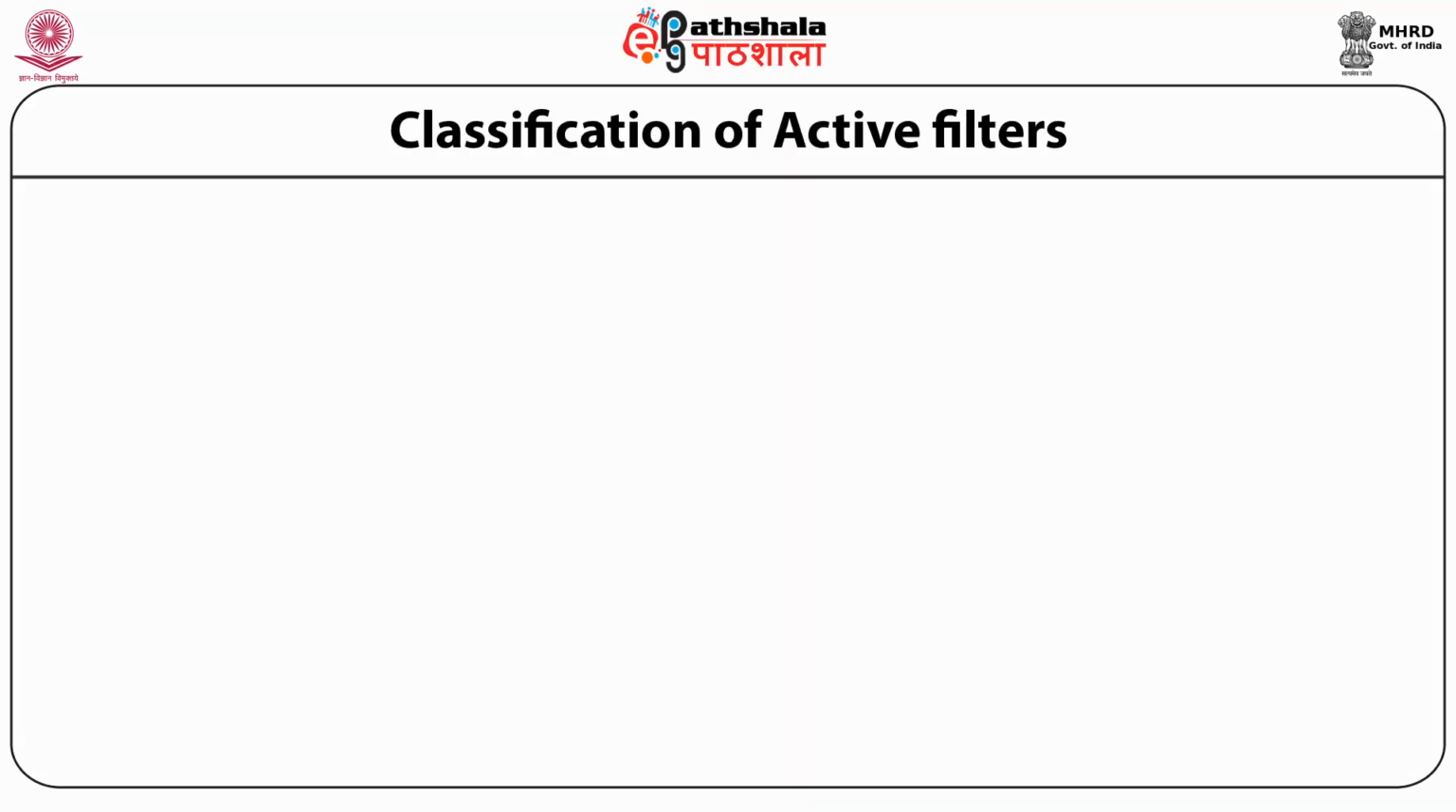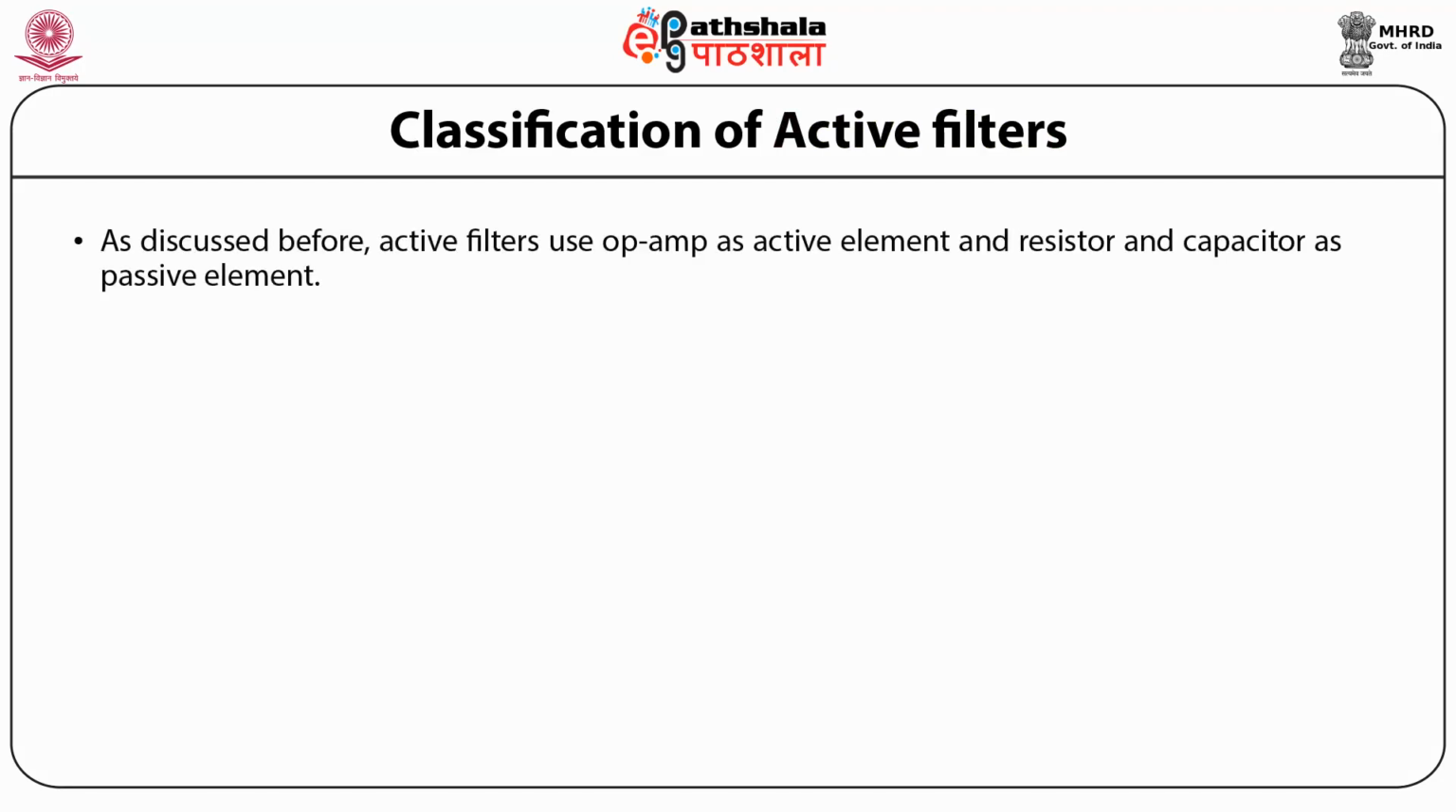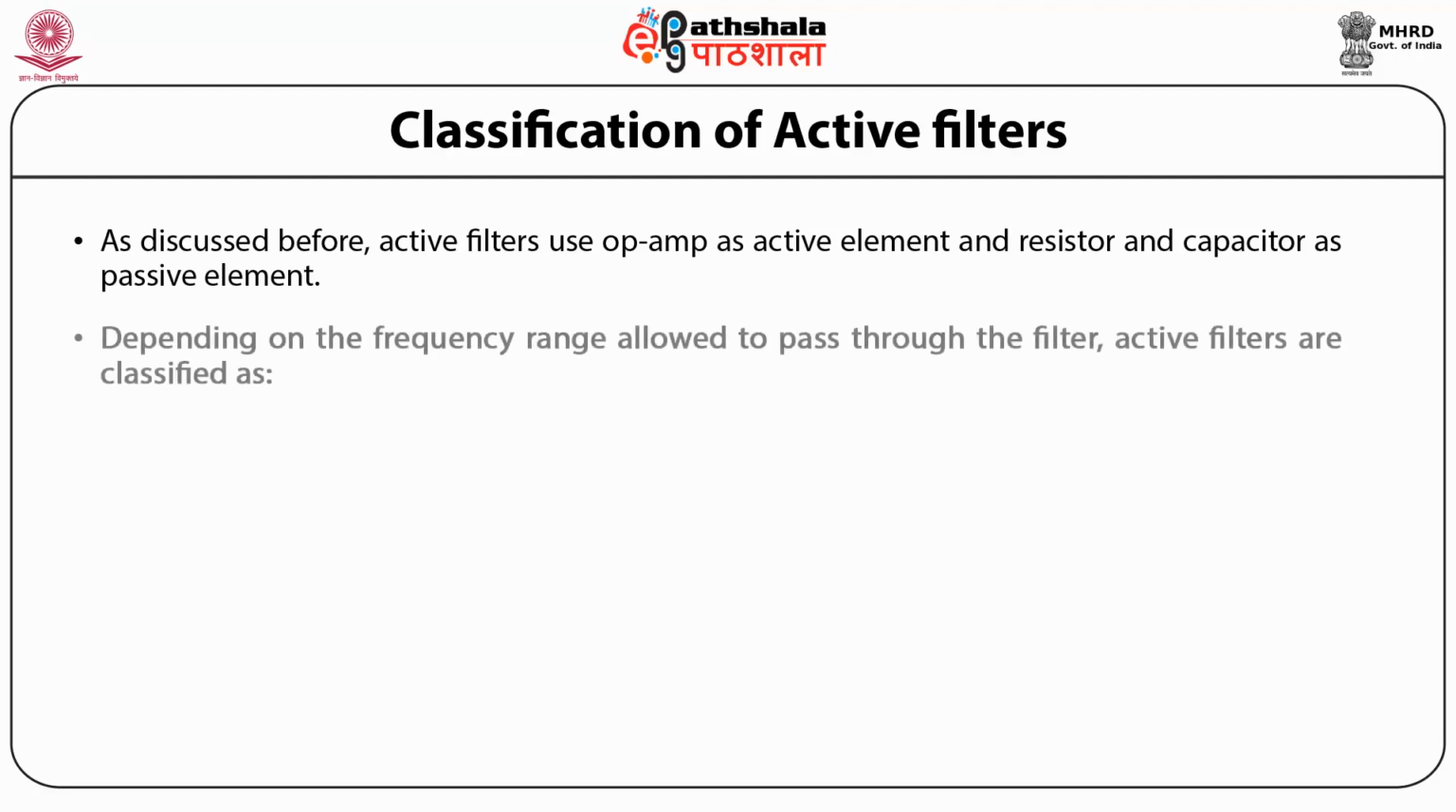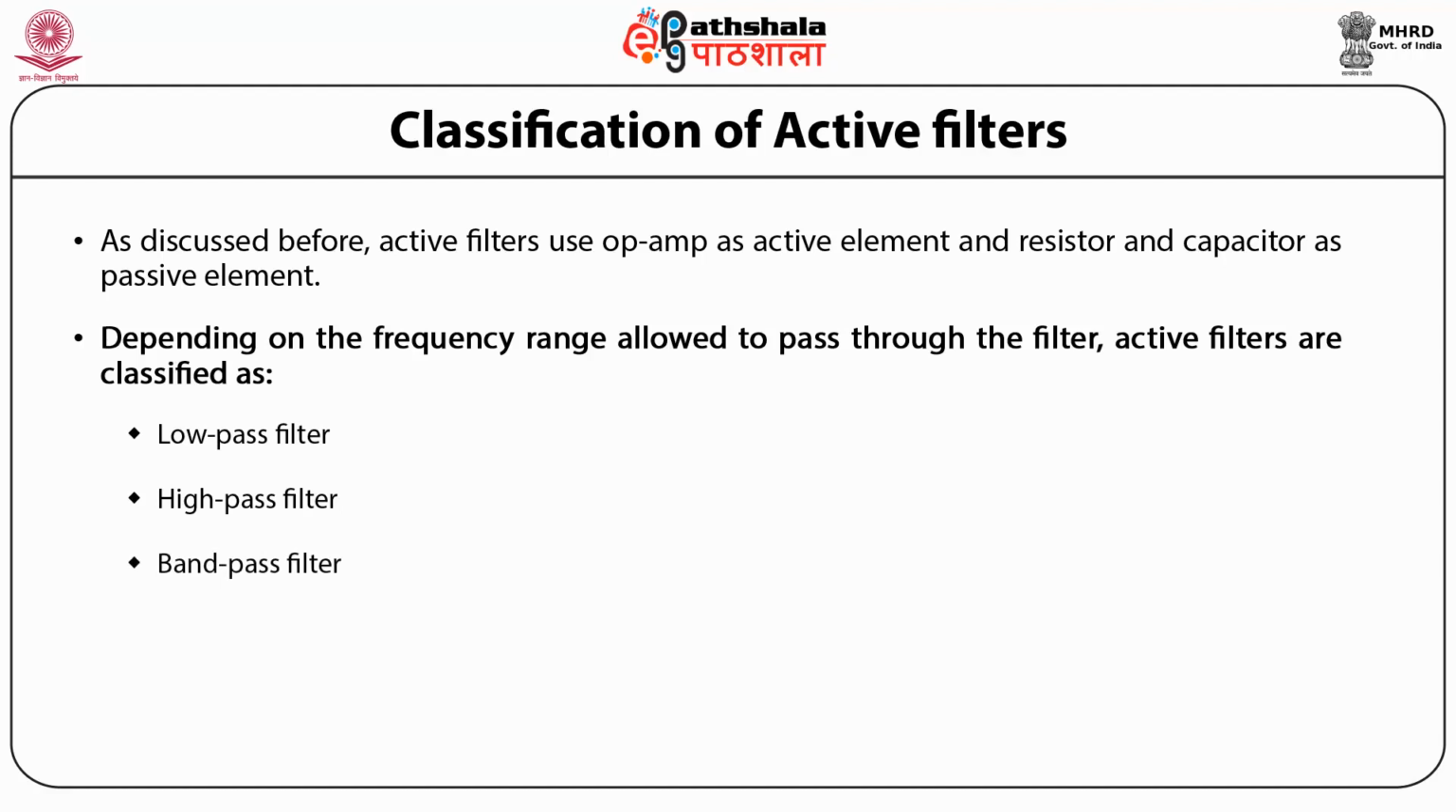Let us now study the classification of active filters. As discussed before, active filters use op-amp as active element and resistor and capacitor as passive element. Depending on the frequency range allowed to pass through the filter, active filters are classified as number 1 low pass filter, 2 high pass filter, 3 band pass filter, 4th band reject filter and 5th all pass filter.